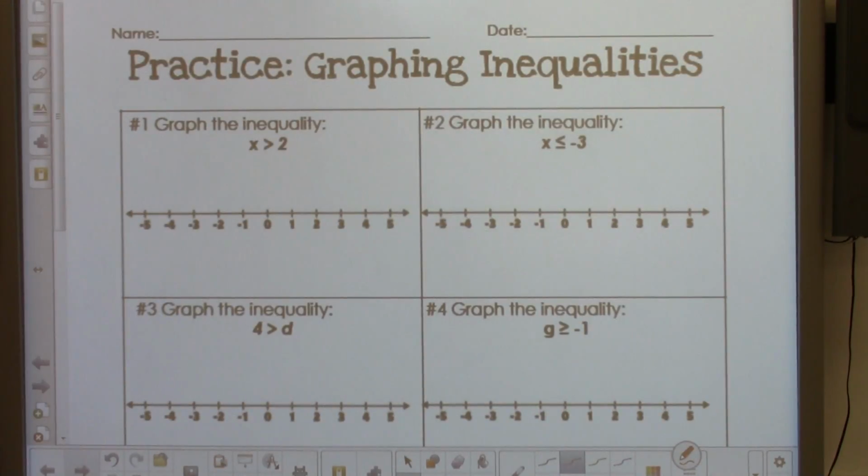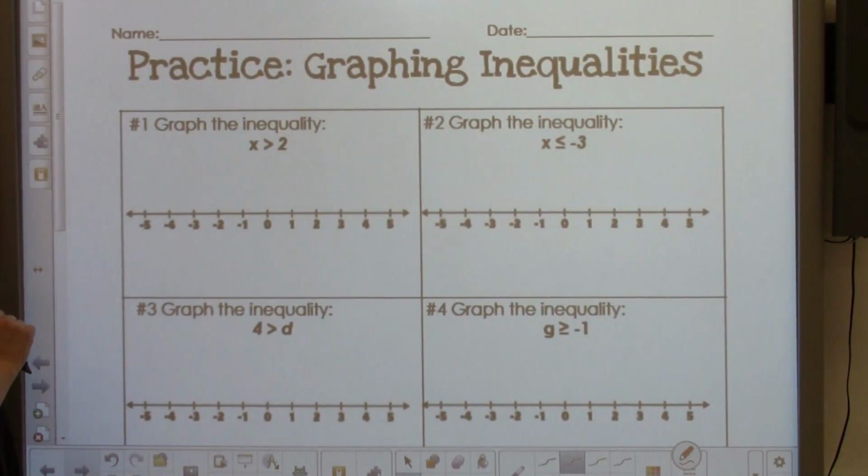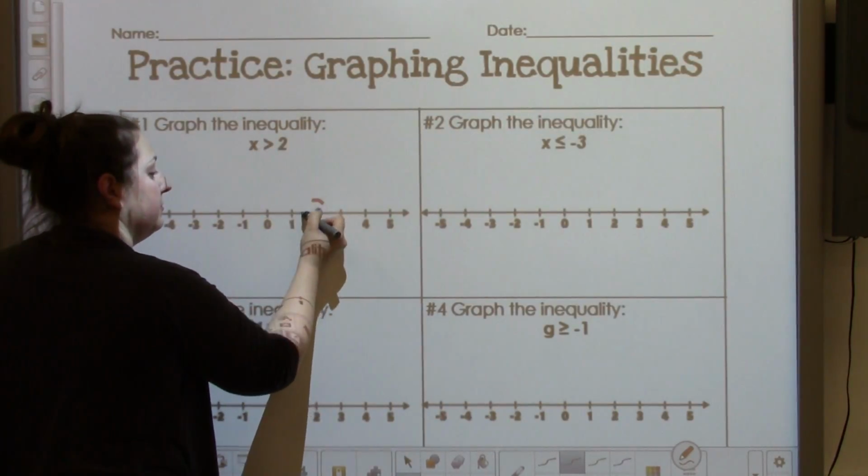All right, we're back. So let's try these practice problems for graphing inequalities. So the first one says that we need to graph the inequality x is greater than 2. So should we use an open or a closed circle? Well, because it says greater than, we should certainly have an open circle at the number 2.